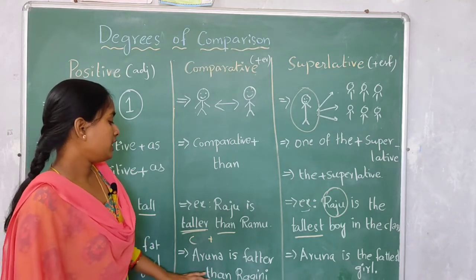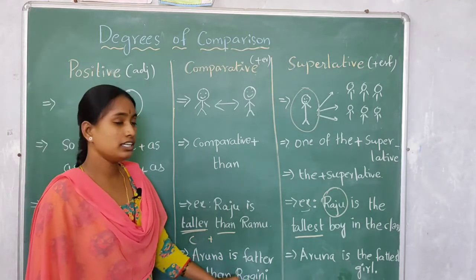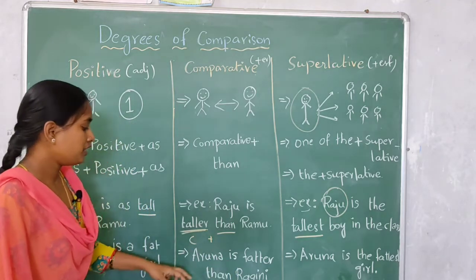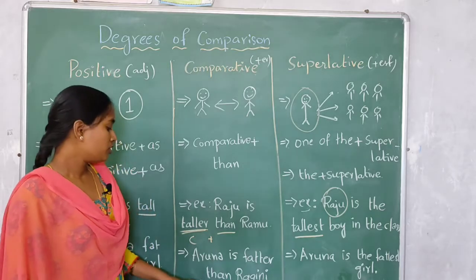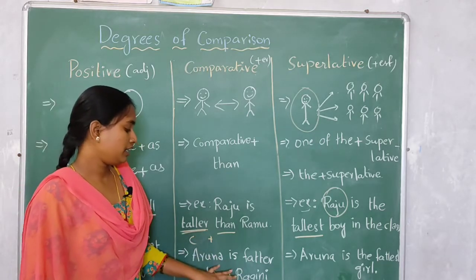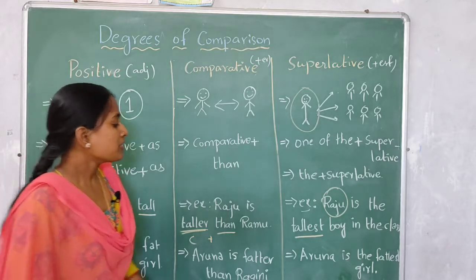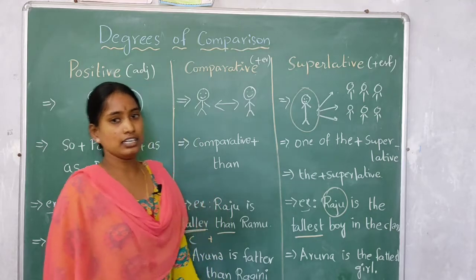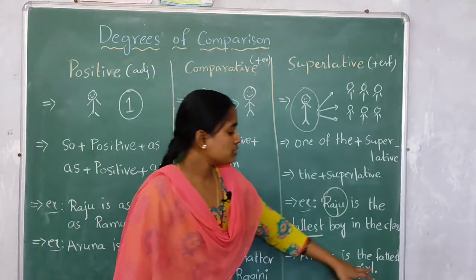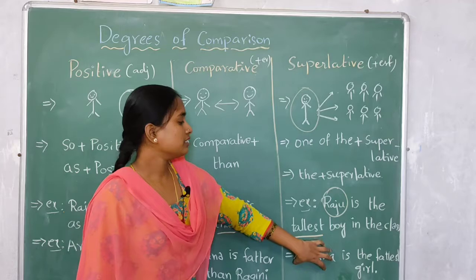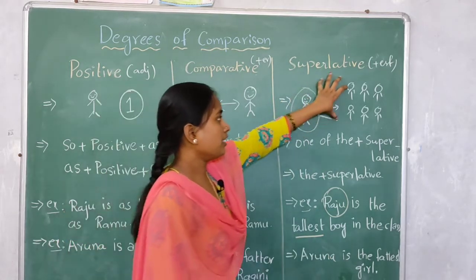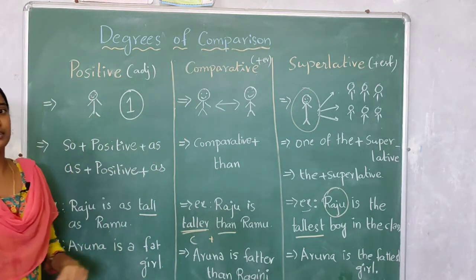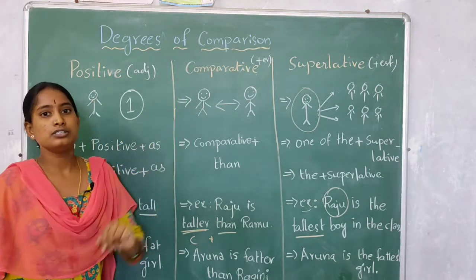Next, in comparative degree, Aruna is fatter than Ragini. So here fatter is comparative degree. After that we should use than. Aruna is fatter than Ragini. Here also I am comparing two persons. Next, superlative degree. Aruna is the fattest girl in the class. So here I am using superlative degree, and I am comparing Aruna with so many members in the class. So this is all about degrees of comparison: positive, comparative, superlative.